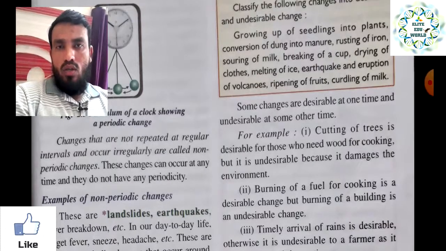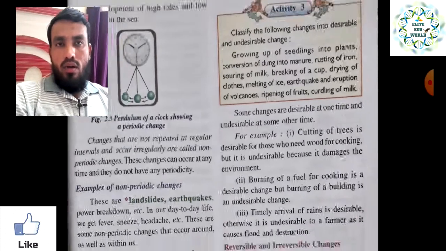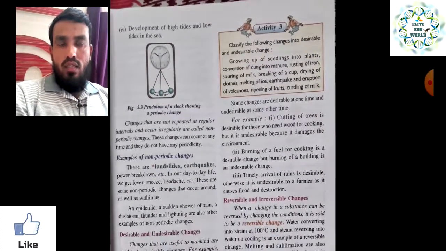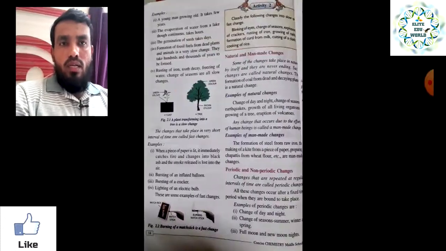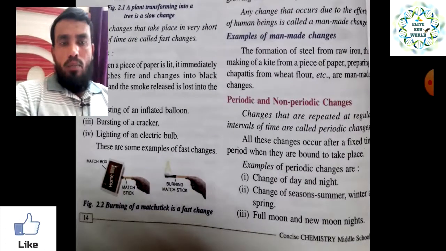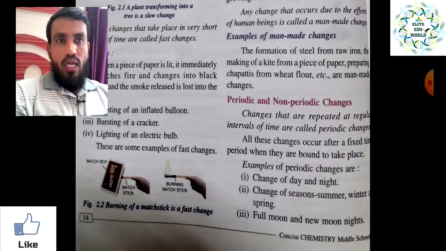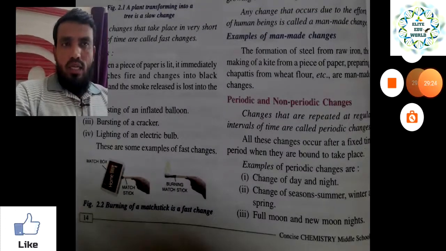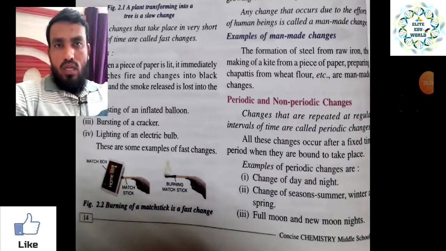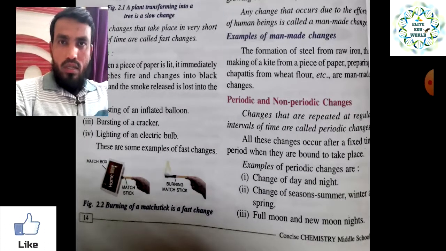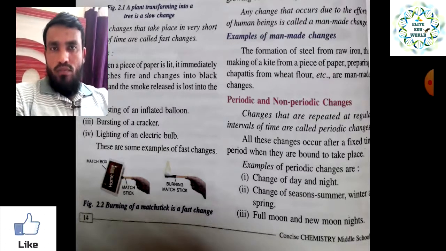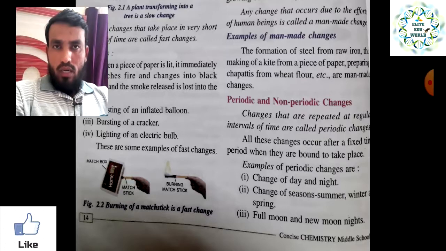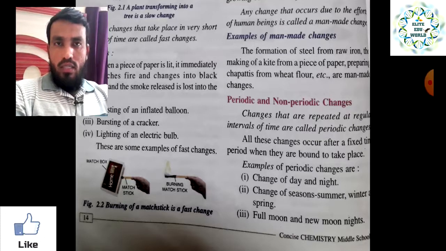Changes that are not repeated at regular intervals, that occur at irregular times, are called non-periodic. We will see that in our next lecture. But in this lecture, just understand that periodic changes repeat themselves after a particular time. The change which does not repeat after a particular time, but at irregular times, where we cannot know after how much time it will repeat, comes under non-periodic change. We will discuss that in our next lecture.